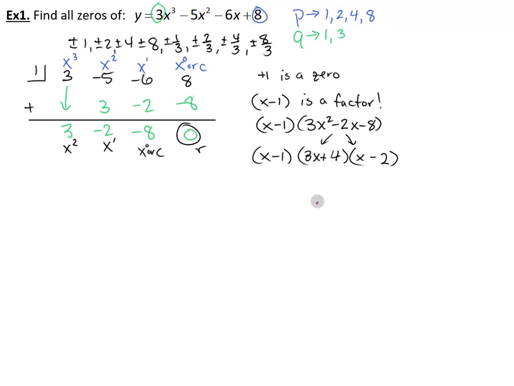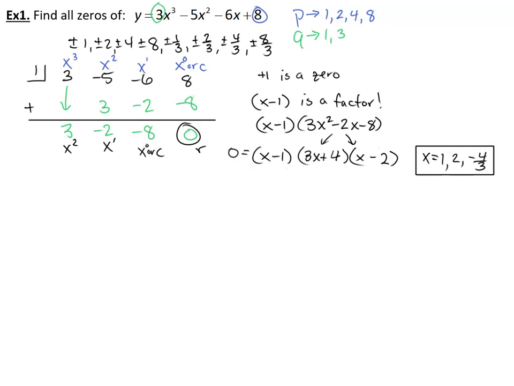So here are all of our factors. And remember that this is really equal to 0. So if we use our zero product property and set each of these factors equal to 0, we're going to get solutions: from this one, the positive 1 we found earlier. From this one, we're going to get positive 2. And from this factor, subtract 4 and divide by 3, we end up with -4/3. So these are all of the zeros of my polynomial.